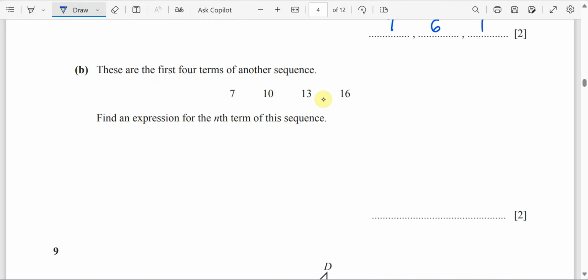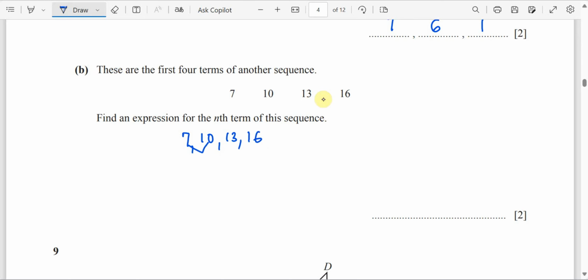These are the first four terms of another sequence. Find an expression for the nth term of this sequence. So the first thing we need to do is to find out the type of sequence that we have. Is it a linear sequence? Is it quadratic? Is it cubic or geometric? So let's find out. 7, 10, 13, and 16.